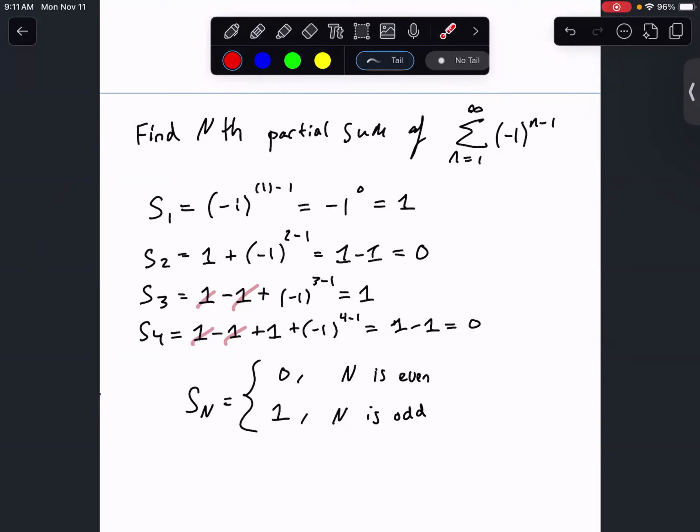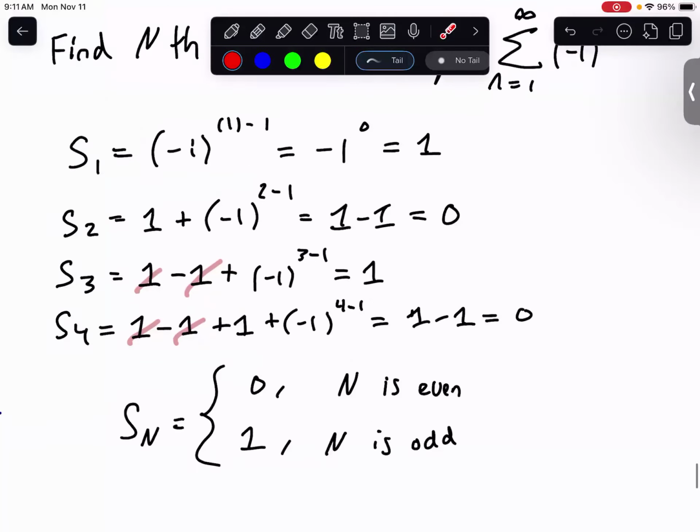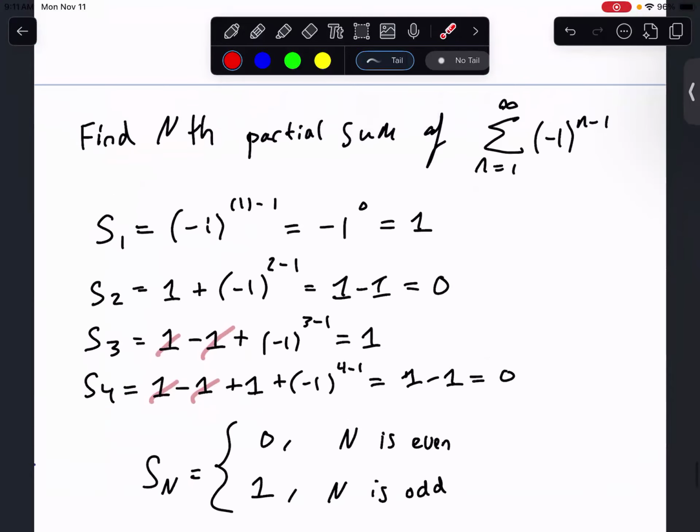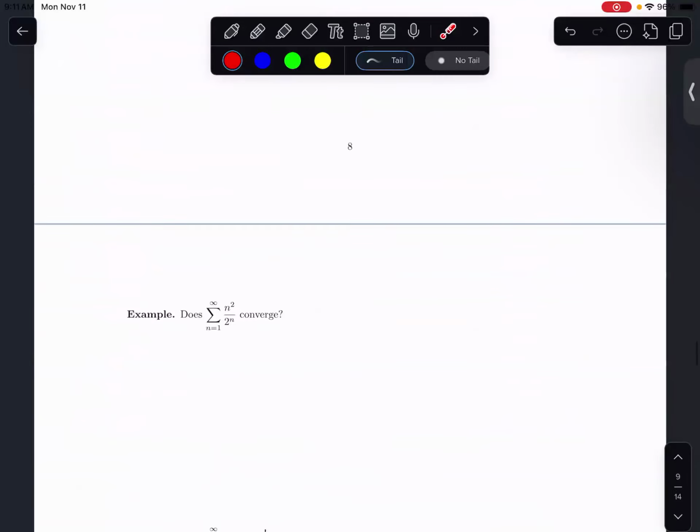Okay, I think the other problems on the homework are mostly just going to be geometric series or using the divergence test that we talked about on Friday. Okay, so there's just 2 homework problems.